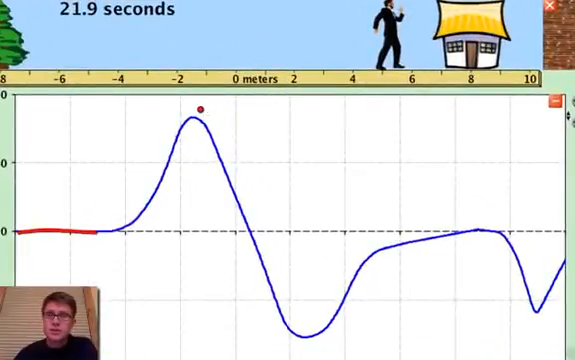He would be stopped. And what would the moving man be doing right here? He'd be stopped. And right here he'd be stopped. And right there he'd be stopped. And how do I know that?